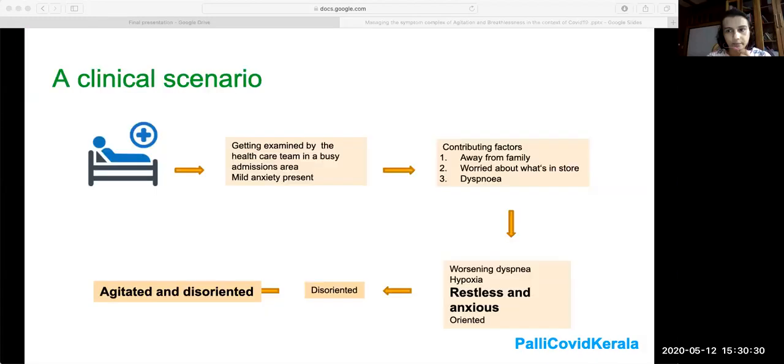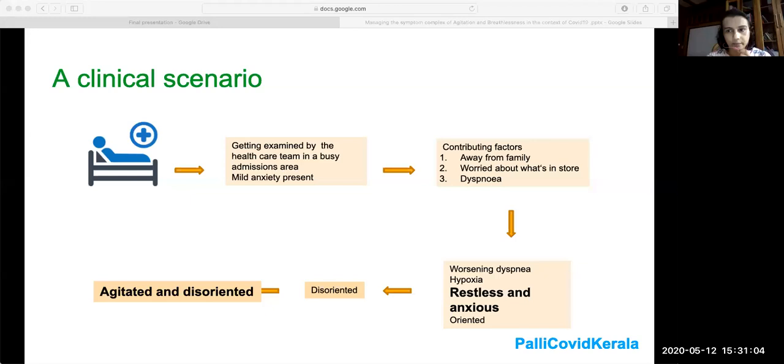So a typical clinical scenario would be a patient with symptoms of COVID-19 who was managing at home but became more breathless and had to be admitted to hospital, who's very, very anxious. As soon as he comes to the hospital, he'll be examined by the healthcare team, but obviously would be isolated from the beginning. He has mild fever at home, has been quarantined, and once he becomes positive, he'll get admitted. At that point, there will be mild anxiety because of all the things that are happening around him.